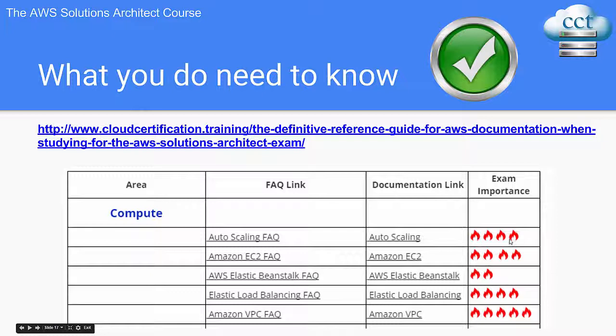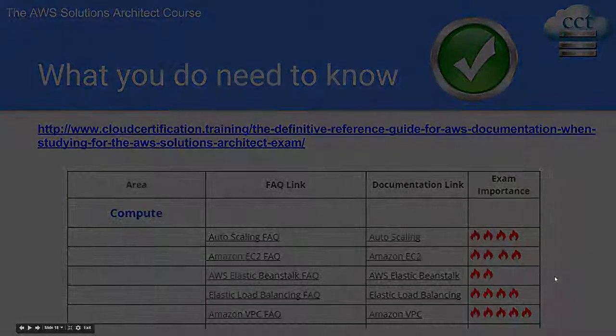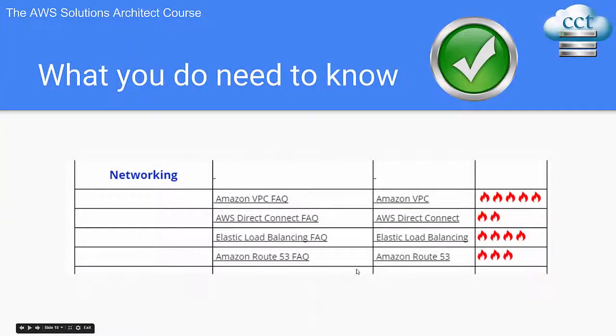And over here I have put the importance I think each service has in the exam. For example, VPC, 5 little fire things, meaning very, very important. Elastic Beanstalk, not that important. You get the idea. Networking, again VPC appears here. 5 fires, I think they're fires. Also Direct Connect, load balancing, Amazon Route 53.